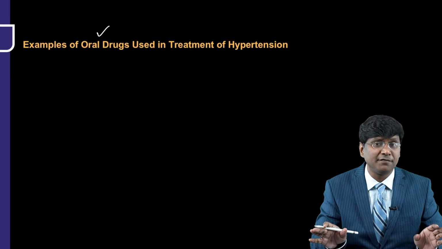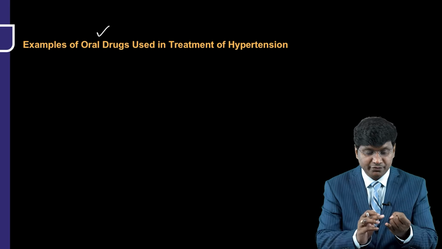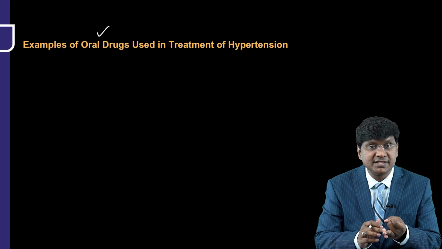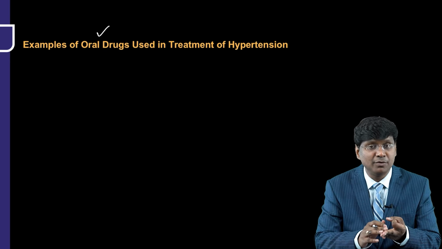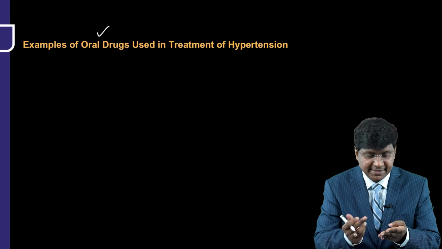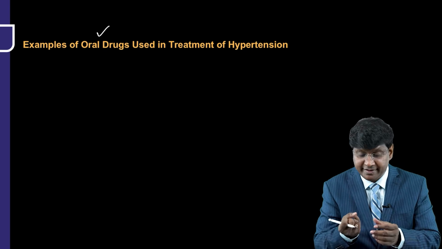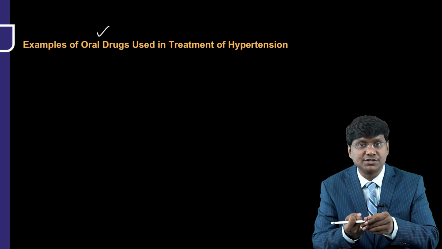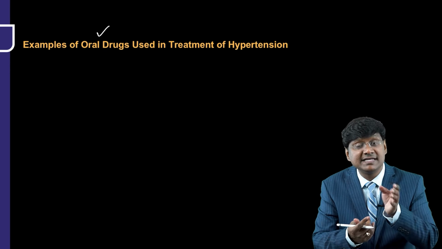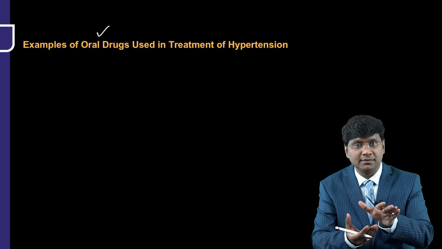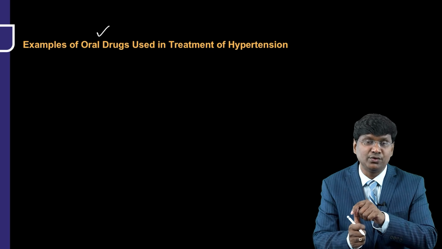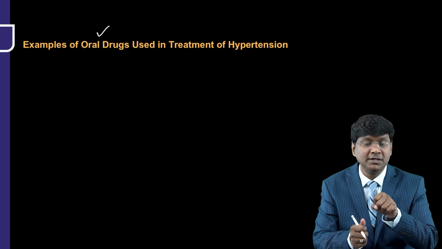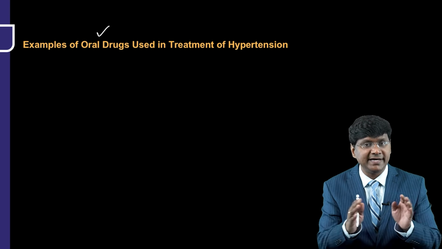We have a big list of antihypertensives, right? We have ACE inhibitors, angiotensin receptor blockers, alpha blockers, aliskiren, that is a direct renin inhibitor, beta blockers, both alpha plus beta blockers, calcium channel blockers, diuretics, and centrally acting sympatholytic agents like clonidine. Next we have aldosterone receptor antagonists, that is spironolactone and eplerenone. So we have the various classes of antihypertensives.